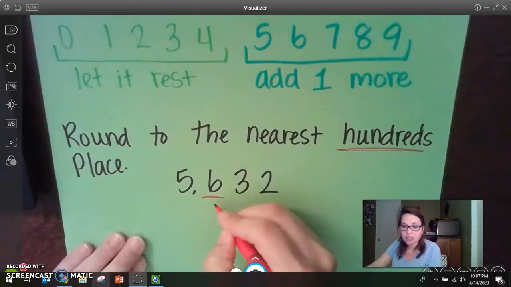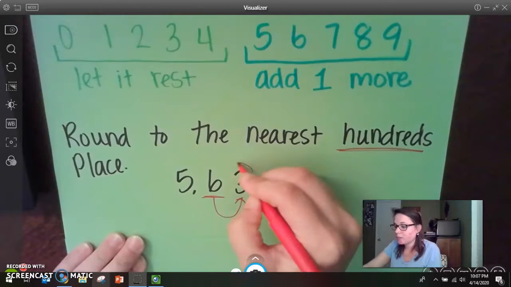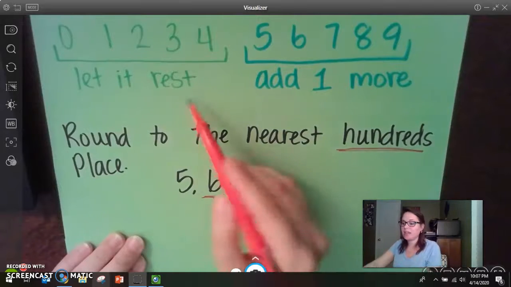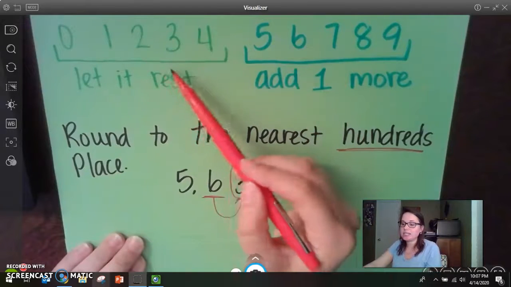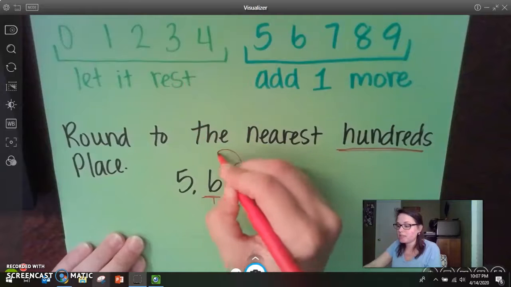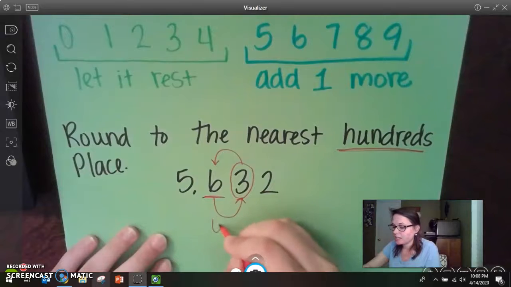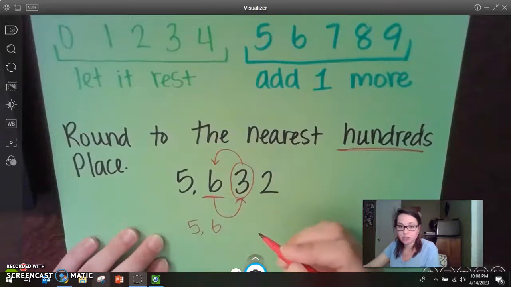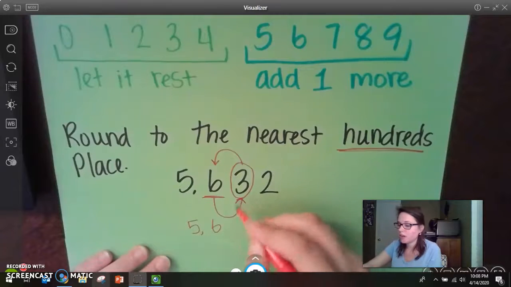So I need to look next door. I'm going to go to my next door neighbor here and look at number 3, and I'm going to circle it. Number 3 is in the let it rest or add one more spot. This one is in the let it rest. So that means this 6, I let it rest. I leave it alone. So that means that the 6 is going to come down. The 5 is going to come down. Make sure you bring your commas. I noticed in your work last week, some of you were forgetting your commas.